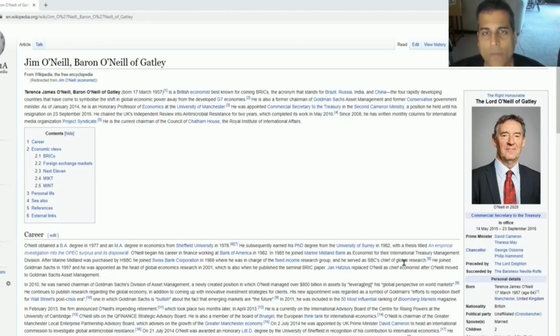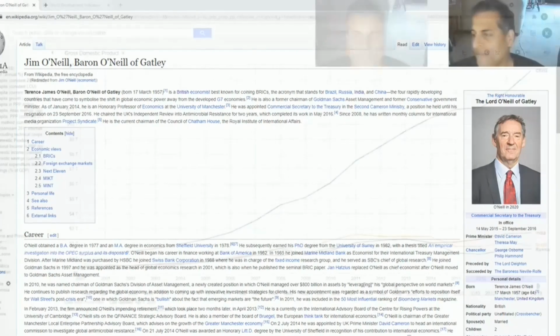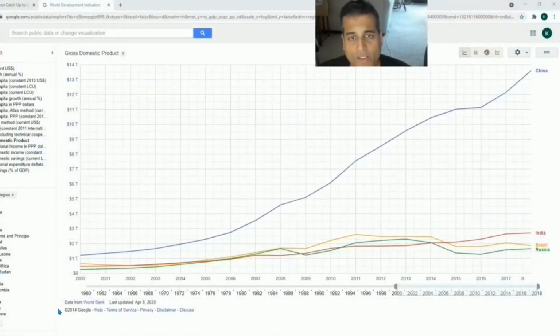And remember, he came up with it in 2001, so let's go back to what the world was like in 2001 and see why he felt that it was natural to group these four very unrelated countries together. Now, from Google, we see the gross domestic product chart of these four countries in question, and we start from 2000, so that is when Mr. O'Neill, or Baron O'Neill, sorry, was thinking about these four countries as being similar and somehow on a uniform growth trajectory. Now look at how different history turned out.